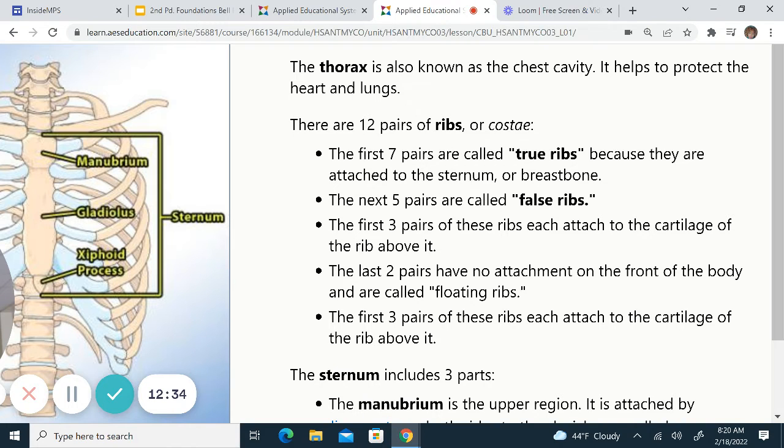Alright. So you have the first 7 pair of your ribs. They are called your true ribs because they attach to your sternum or your breastbone. So if you look at your skeleton, the first 7, so this is your breastbone, this is your sternum, so they attach.